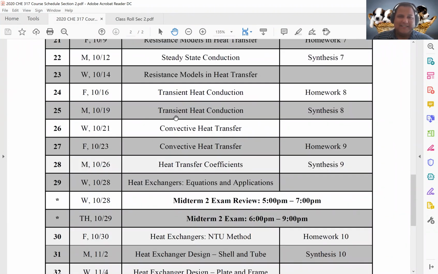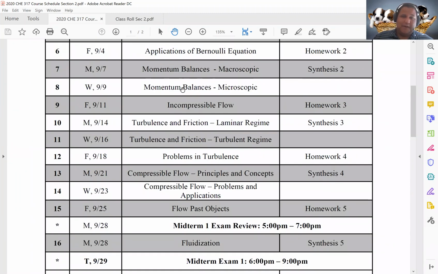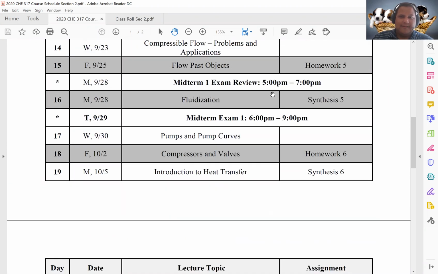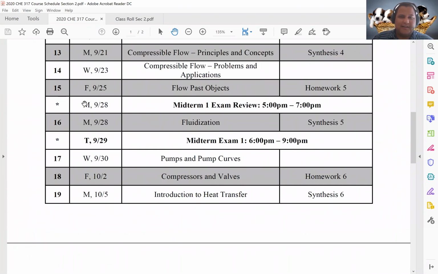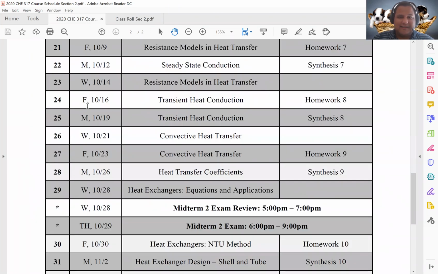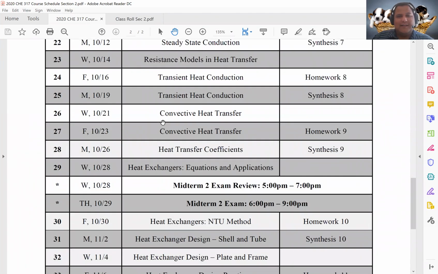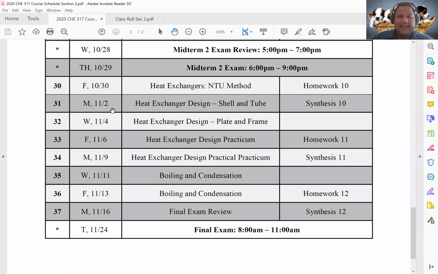I know everybody's favorite from past has always been momentum balances, also known as the 50% problem on midterm 1. Compressible flow, also known as the why does this not work on the homework. Let's see what else people struggle with. I feel like I should give you all a heads up. Transient heat conduction: why are there so many series solutions? And heat exchangers is just fun. Everybody likes heat exchangers.